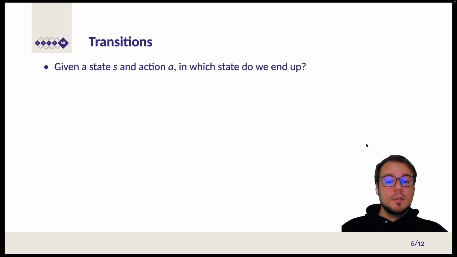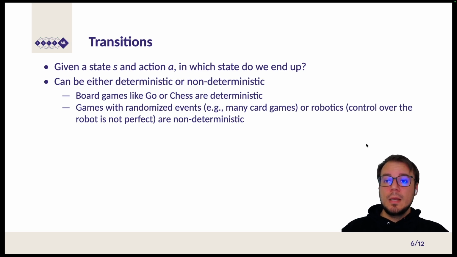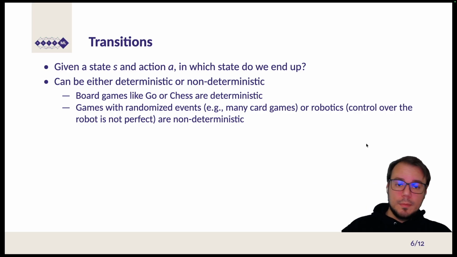Now, transitions are a very important concept for reinforcement learning because if we are in a certain state and we want to play a certain action, the question is, which is the state that we end up in? And that is determined by the transition dynamics in an MDP. Now, this could be either deterministic or non-deterministic. Most often, board games are deterministic. Such board games could include Go or chess. But there are also obviously games with randomized events, such as card games.